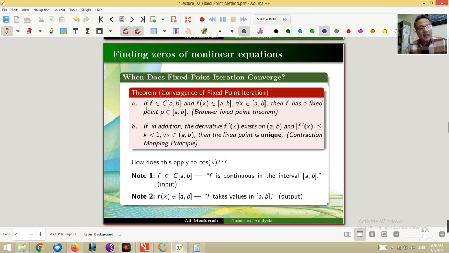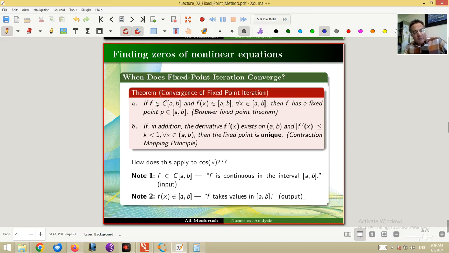In this theorem, we have two parts. The first part says if f belongs to C of [a, b]. And what does it mean? This means that f is continuous on the interval [a, b]. f is a continuous function on interval [a, b]. And in fact, the derivative of f is also continuous, okay, exists and is continuous. And then f has a fixed point p belonging to [a, b].